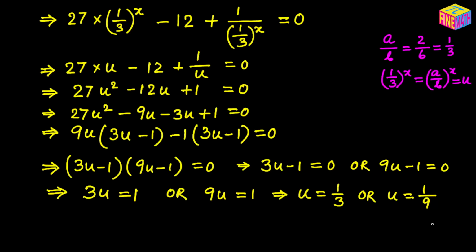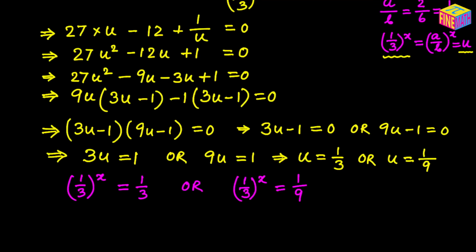And then what is u actually? Well, in this case u is actually 1/3 to the power x. I'm just using the value of u, right? u is actually 1/3 to the power x. You can see right here, I'm doing a yellow underline there. So 1/3 to the power x is equal to u. So here I can say that u is equal to 1/3, or again this is our u is equal to 1/9.